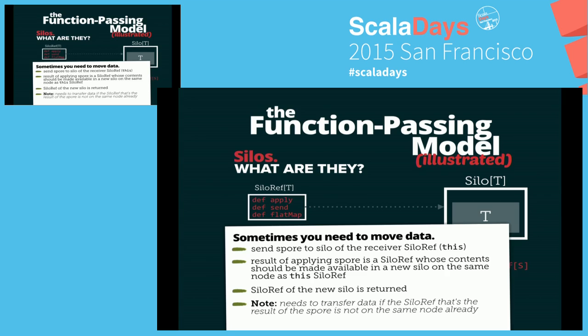And this is important: the silo ref that it's related to doesn't actually have to be on the same node. So this is useful in the case that you need to do some sort of shuffling-like operation, where you actually have to move data around from one machine to another. There are a number of operations where you need to group pieces of data onto one machine, and this is the sort of operation you might want to use to do that.